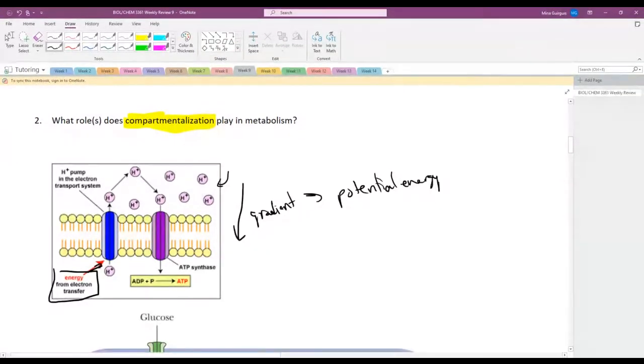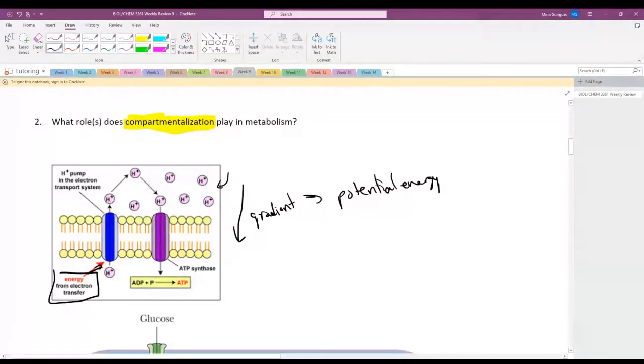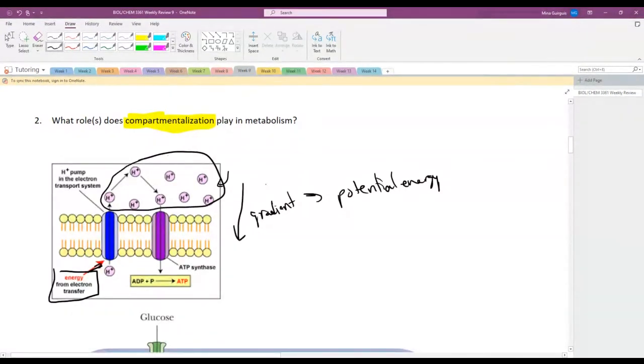All right? So let me repeat that to make sure that's clear. When you have a concentration gradient of some molecule, you can use that concentration gradient to power something else, and therefore that gradient is potential energy for our cell. And so when the electron transport chain loads all of these protons on one side of this membrane, it creates that concentration gradient, which creates our potential energy.